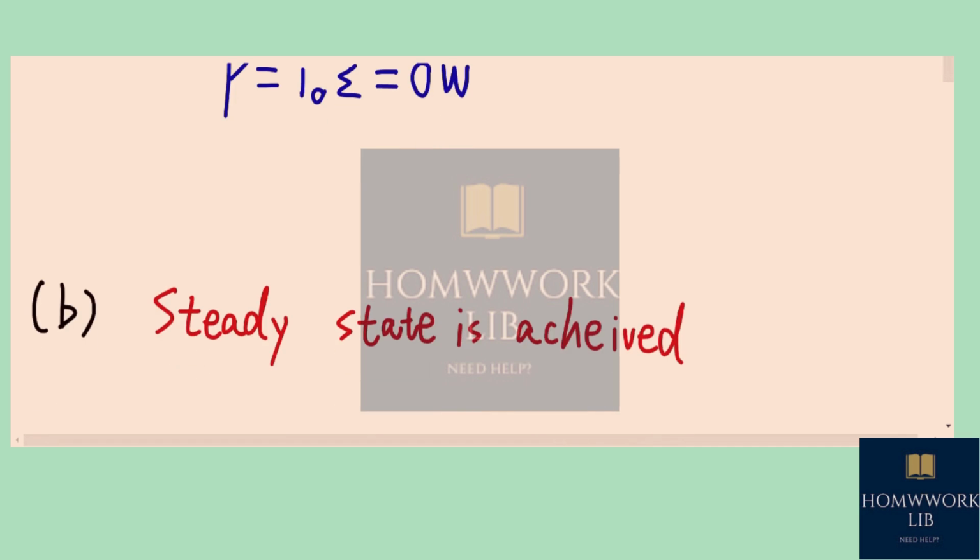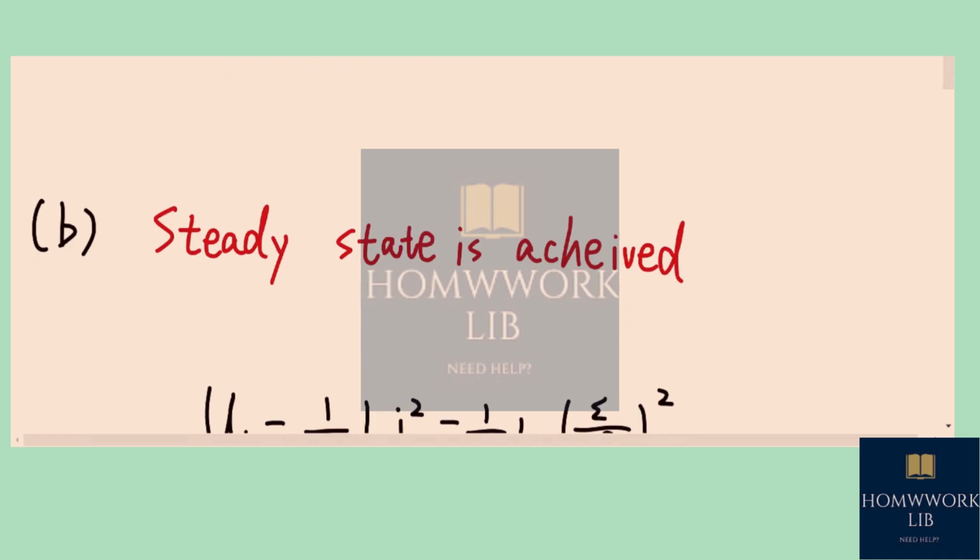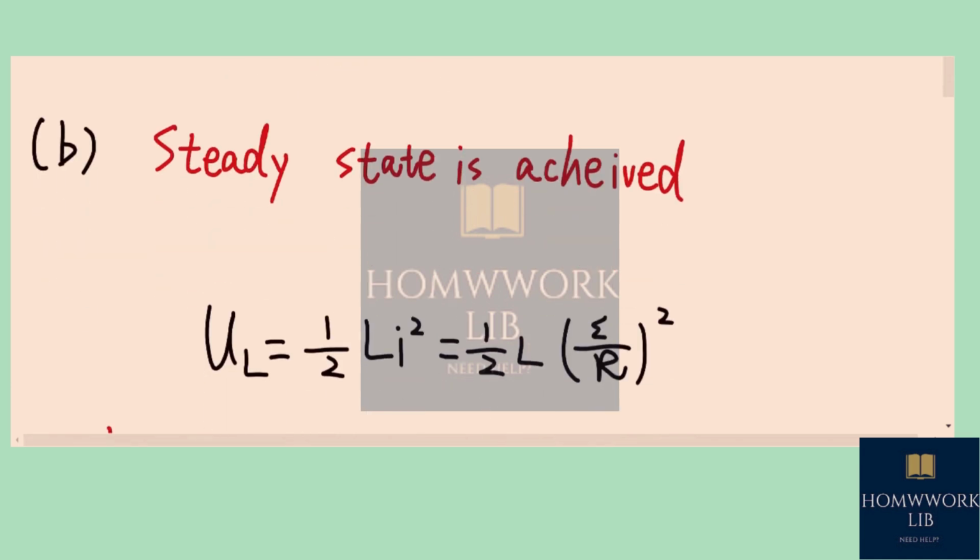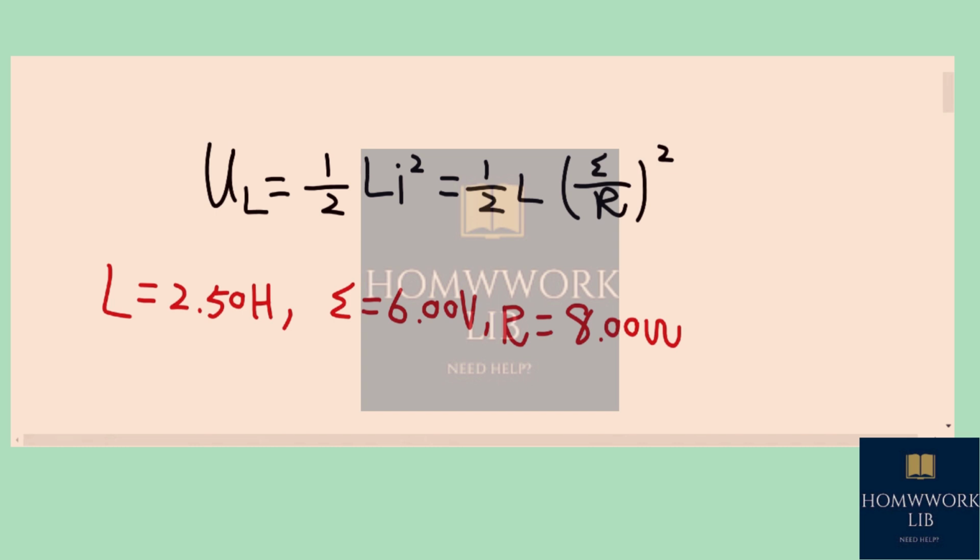So for part B, now the steady state is achieved. So we have the energy stored in the inductor can be equal to 1/2 L i squared. L is the inductance, I is the current. And we know current can also be described as EMF divided by resistance. So we have 1/2 L times (EMF over R) to the power 2 is equal to UL.